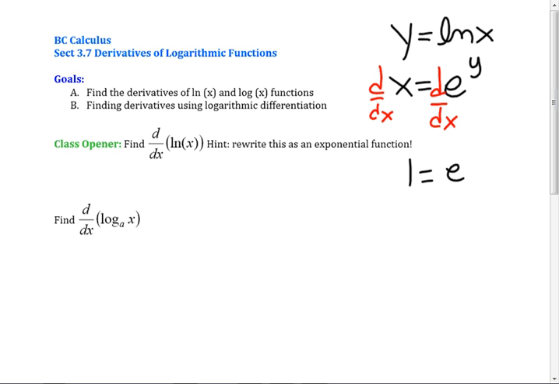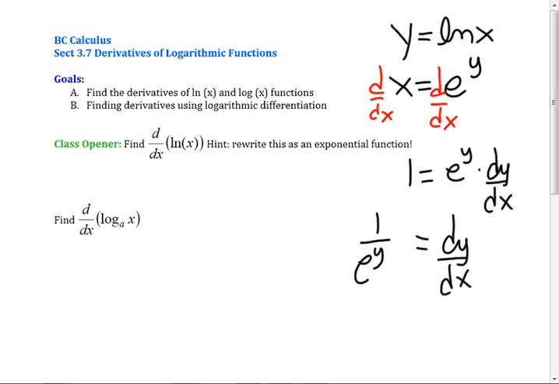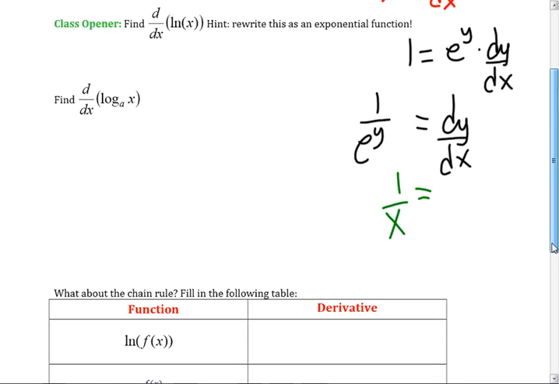It's e to the y times the derivative of y. So dy/dx, which now reviews some properties of logs, is 1 over e to the y. Well, what's e to the y? Because e to the y is equal to e to the log of x. Those are inverse functions. You remember e to the log of x? This is just x. Remember that? Yep. So this is equal to 1 over x.